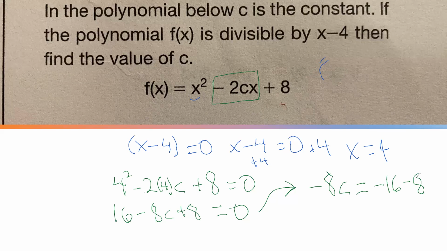16 and 8 is 24. So negative 8c is equal to negative 24. And 8 negatives go into 24 negatives exactly 3 times. So the answer is 3.